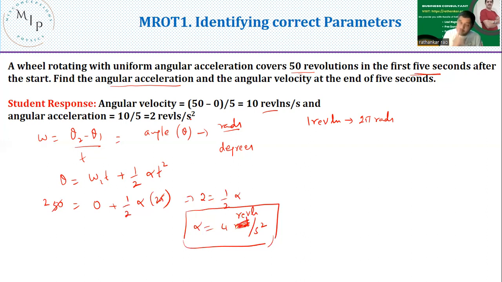Why is it incorrect? Because we can use this (theta 2 minus theta 1) by t equal to omega only when... when can we use it? Omega is equal to, that is velocity equal to displacement by time. If I compare it with the linear ones, velocity equal to displacement by time. So when can we use this formula v equal to s by t? We can use it only when the velocity is a constant. Then only you can use S equal to Vt. Otherwise, you should not use it.